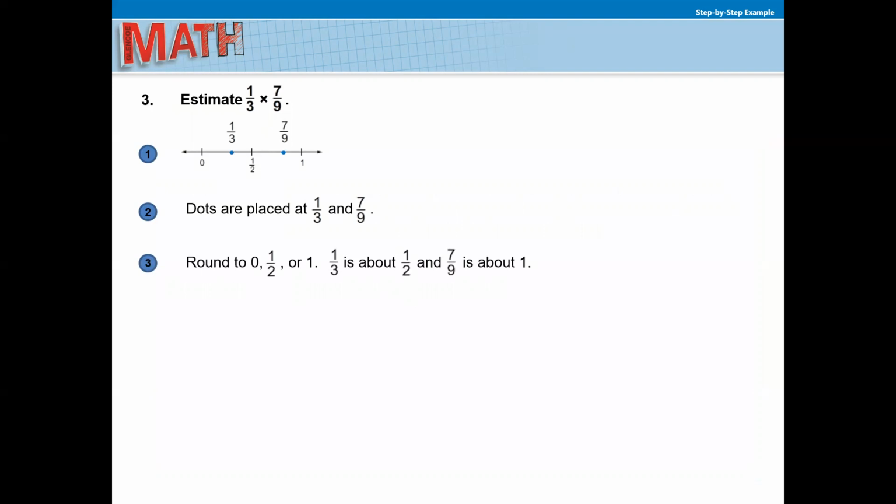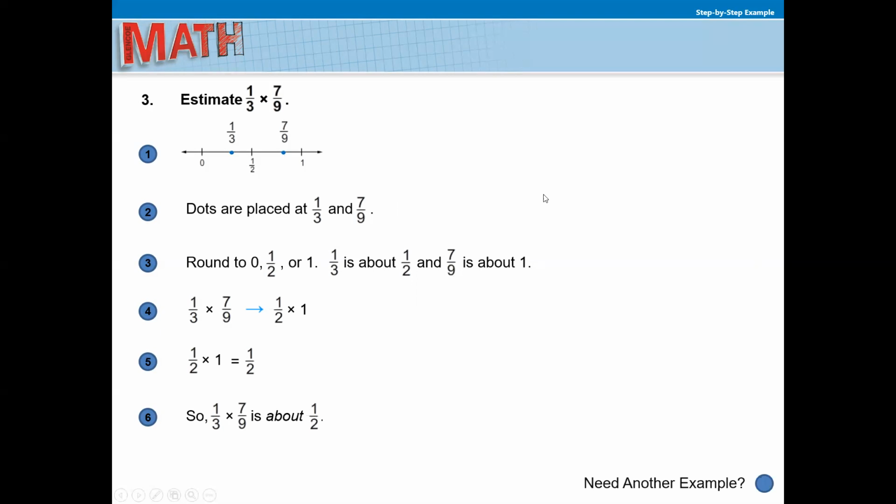Round to 0, 1/2, or 1. 1/3 is about 1/2. If we're looking at the number line, we can see that 1/3 is about to the 1/2, and 7/9 is almost to the 1 whole. 1/3 times 7/9 is approximately 1/2 of 1. 1/2 of 1 equals 1/2, so 1/3 of 7/9 is about 1/2.